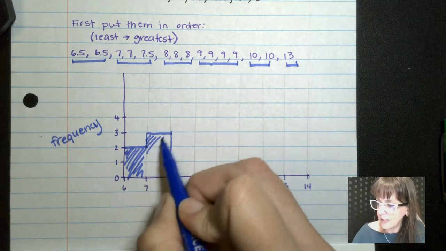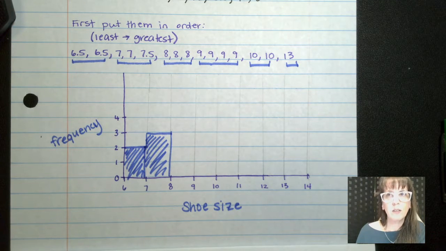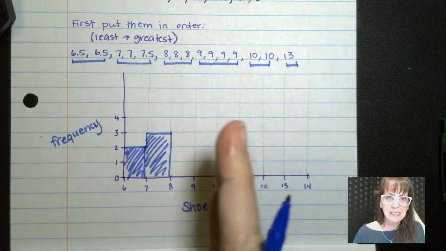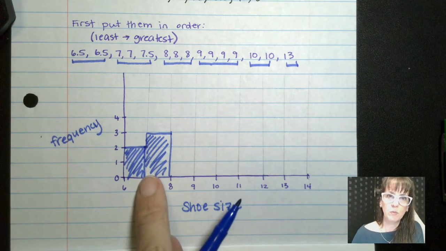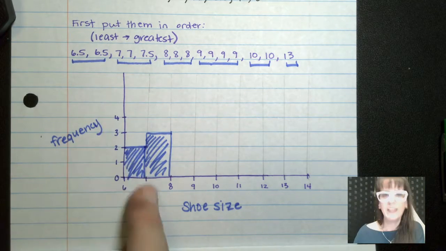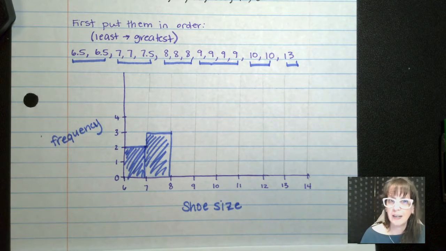Now, how does this make it different from a bar graph? Well, on a bar graph, you have spaces in between your pieces of data, right? There's a bar and then a space, bar and then a space. In a histogram, these bars are all going to be touching.